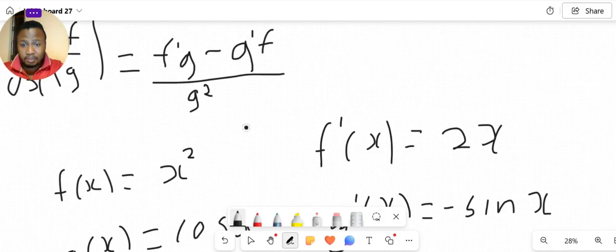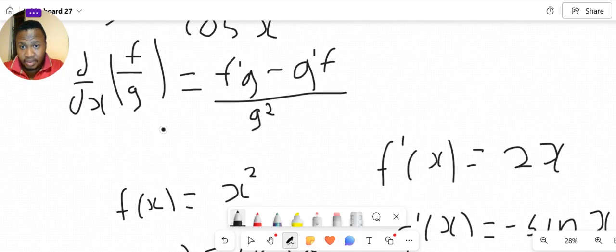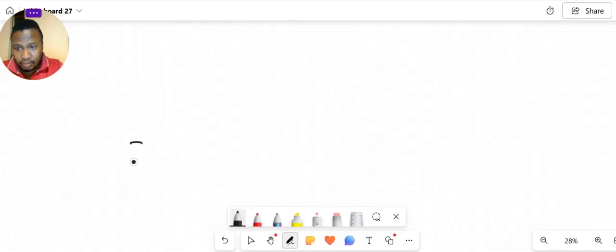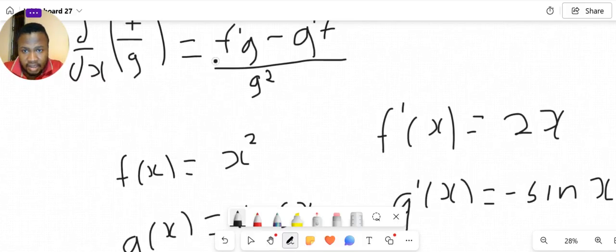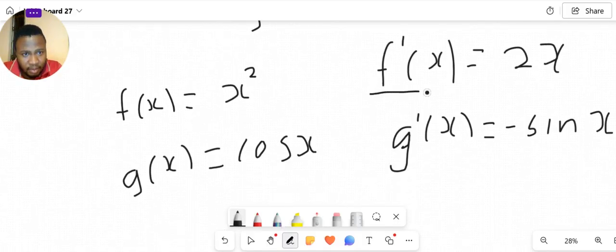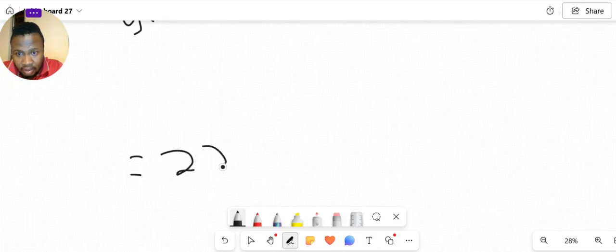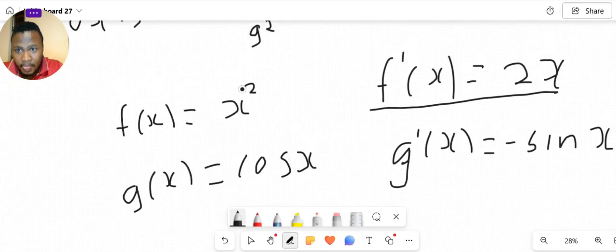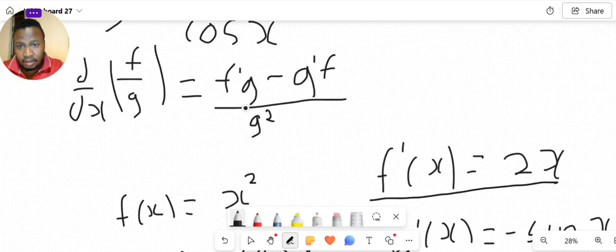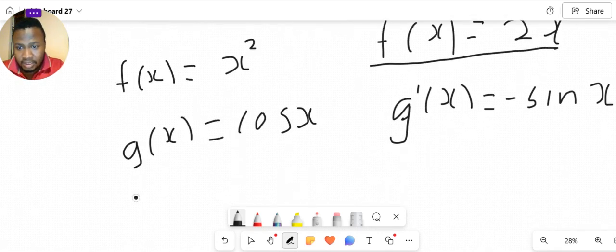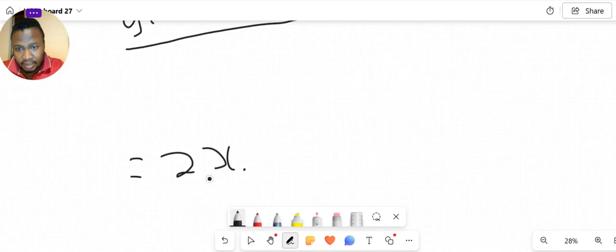So let's just plug everything into the equation. This will be equal to f prime, which is 2x. This will be 2x multiplied by g, where is our g? Here it is, cos x.